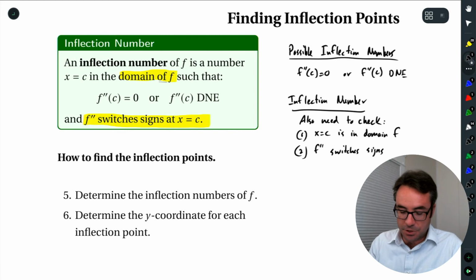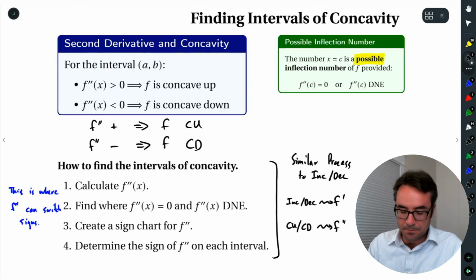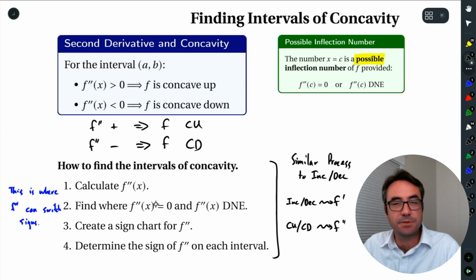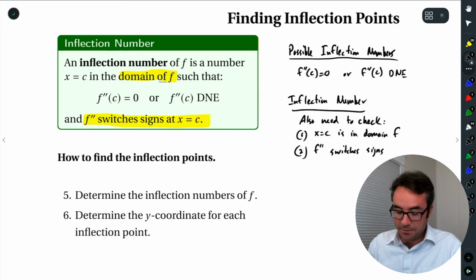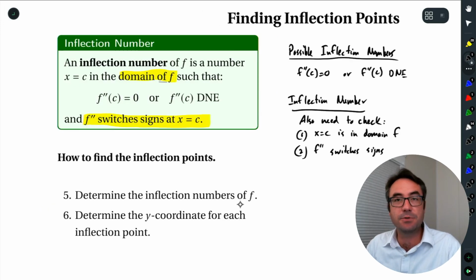So going back here to our original question, how do we find the intervals of concave up and concave down? We're going to do these 4 steps. And then there's really not too much more work to find the inflection points. So step 5 is to determine the inflection numbers of f. We already have our possible inflection numbers from before. That's where our second derivative is 0 or undefined. So step 5 is really just going to be to check these 2 extra conditions.